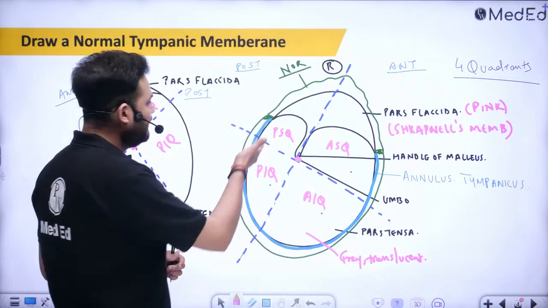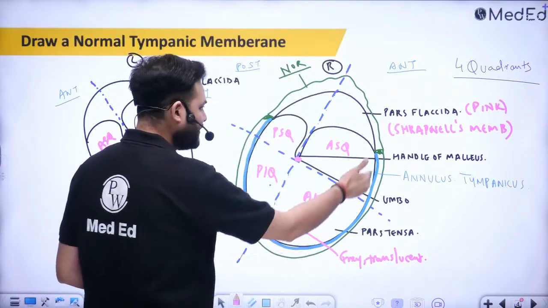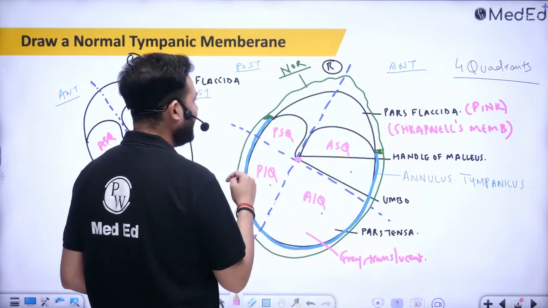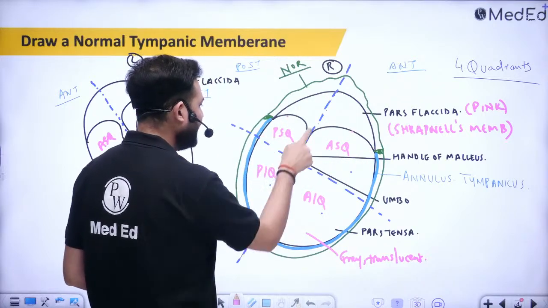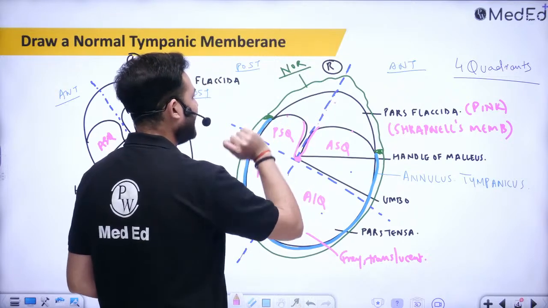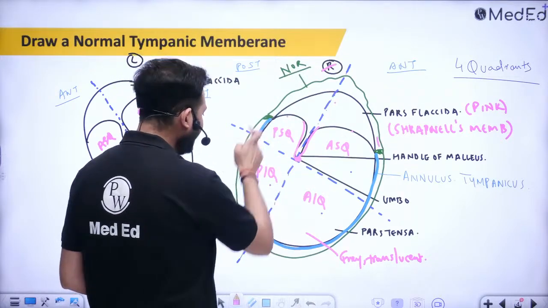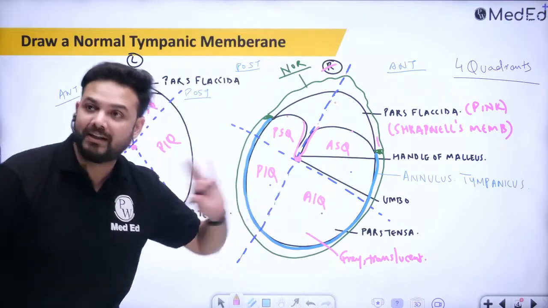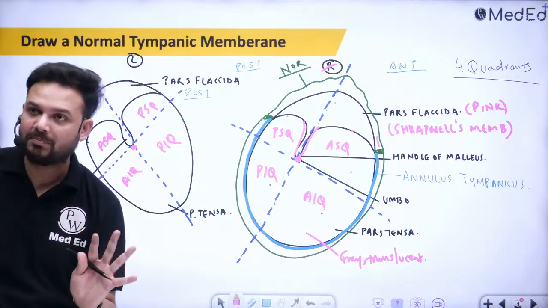Then what we made, इसके around ये annulus होता है. That is around the pars tensa. You have got two malleal folds, anterior and posterior malleal fold. ये posterior है, ये anterior है. Then we have got this handle of malleus, what we can see. We can see the umbo, we can see the pars flaccida, we can see the notch of Rivinus, we can see this tympanic sulcus. These are the normal parts which we can see till now.